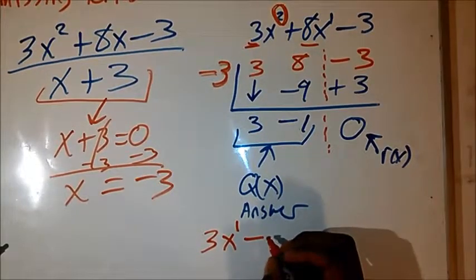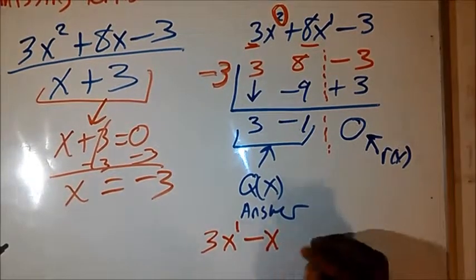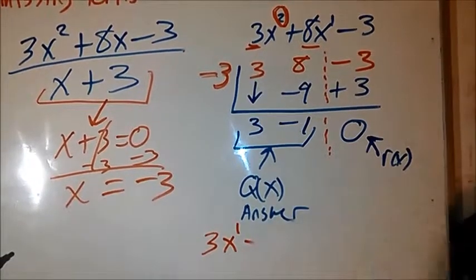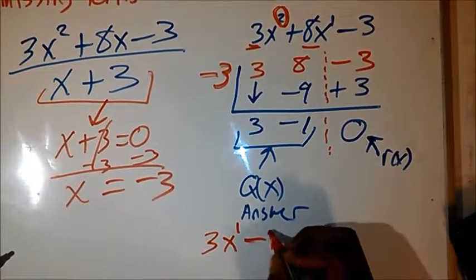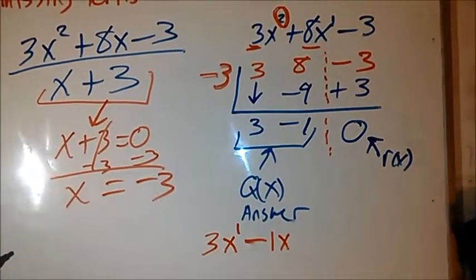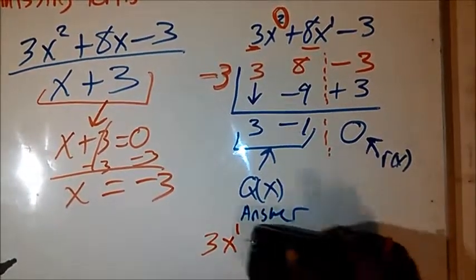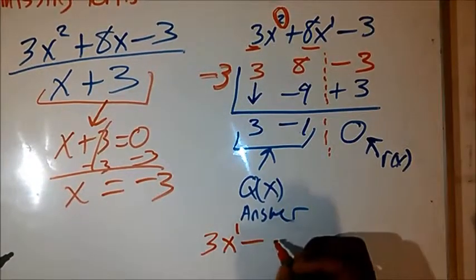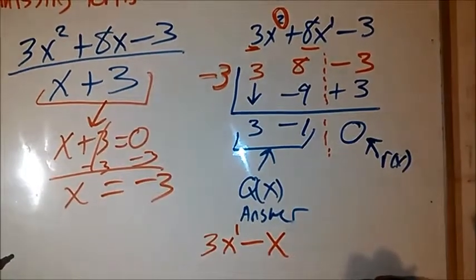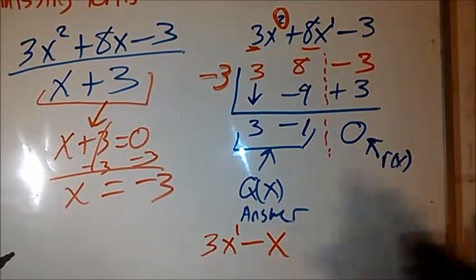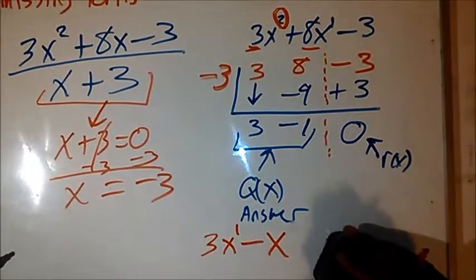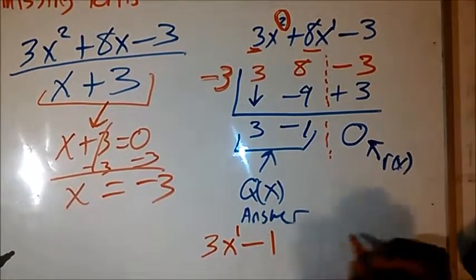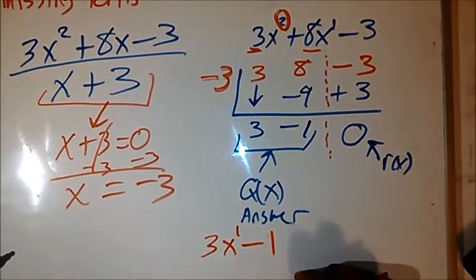minus x, because actually literally it's minus 1x, right? The 1 is invisible, okay? So if you're thinking 1x, you're correct, but we just don't write the 1. And our remainder is, well, in this case we can write the 1, because it's -1, because there's no other number, right? So we're good.